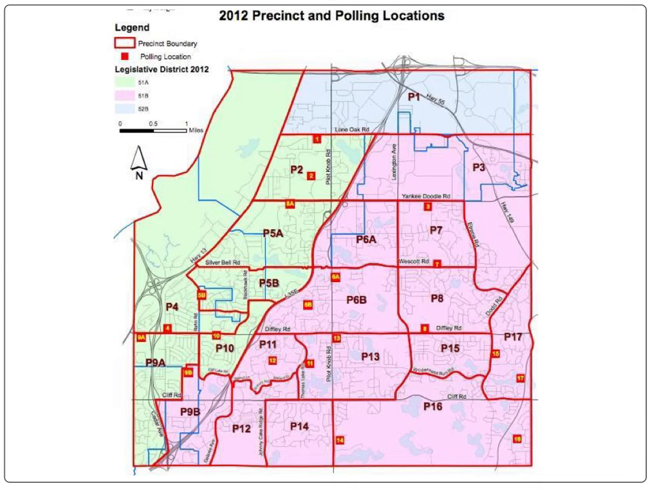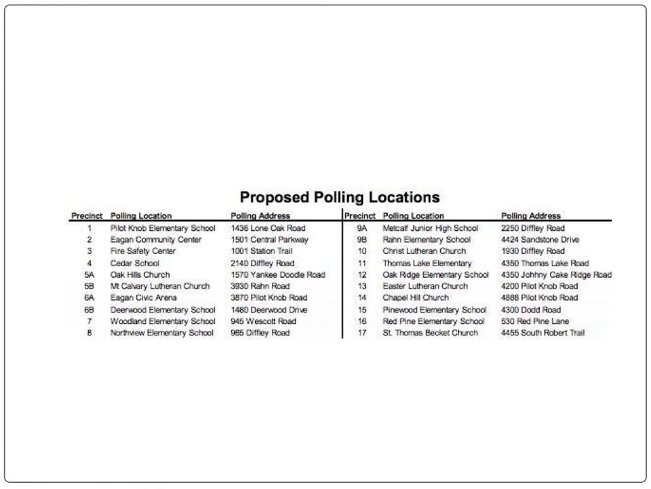Here's an example of previous precincts. This has changed, but it gives you an idea. You can see this is the city of Eagan, and you can figure out where you live and what square you live in, or what precinct you live in. If you live in P7, then you go and you can figure out where that voting place is located. So the best way to do it is to go to the Secretary of State's website and type in your address.